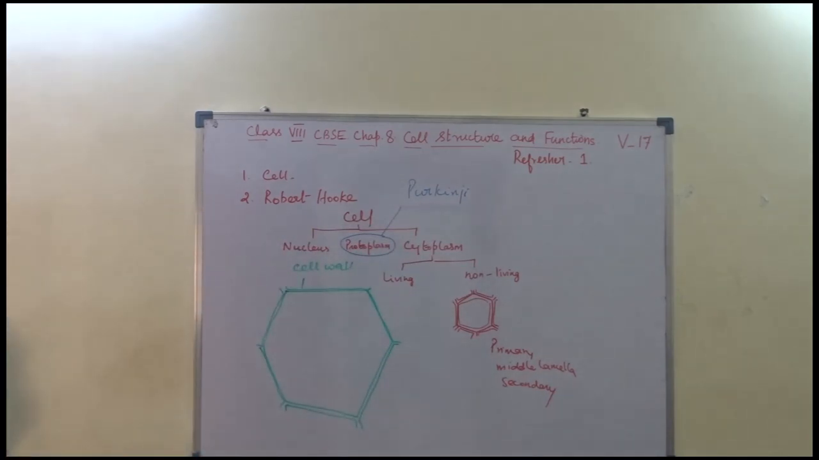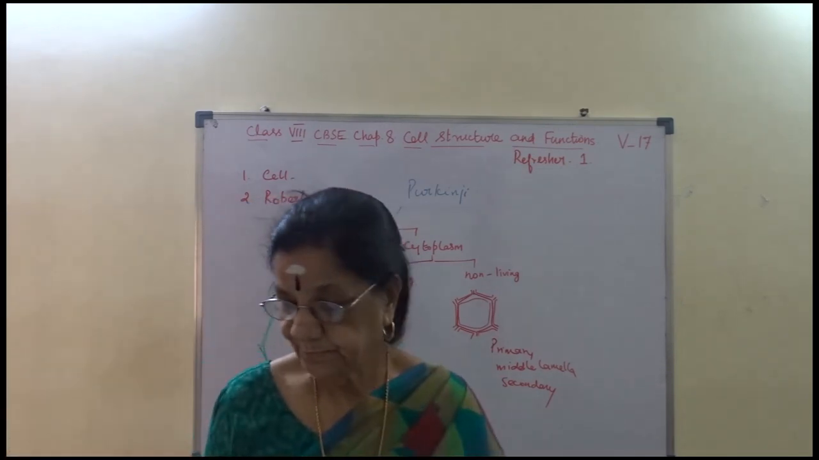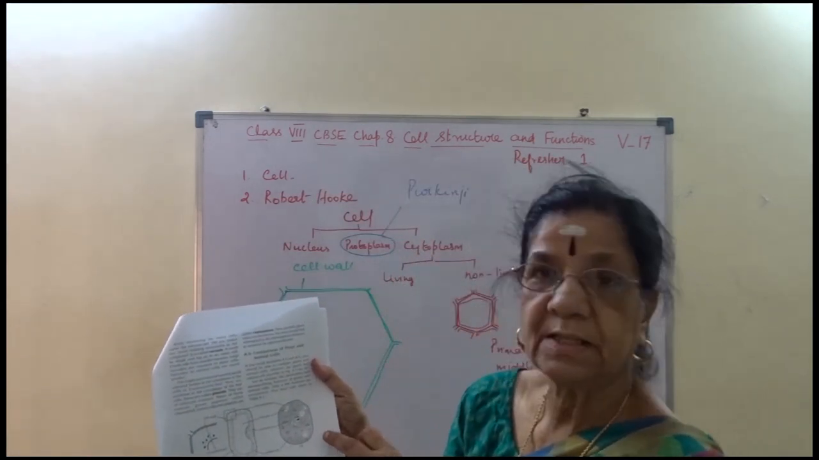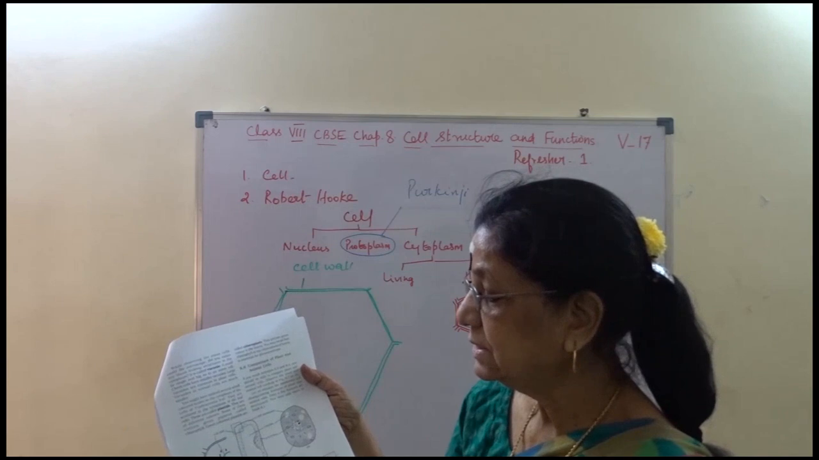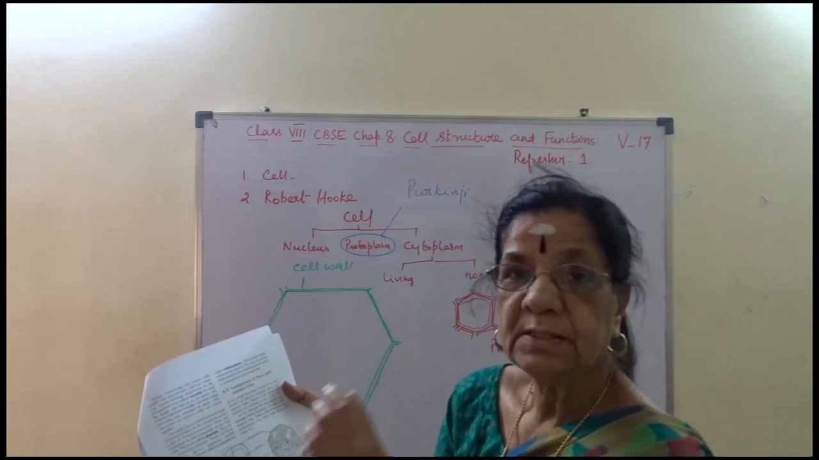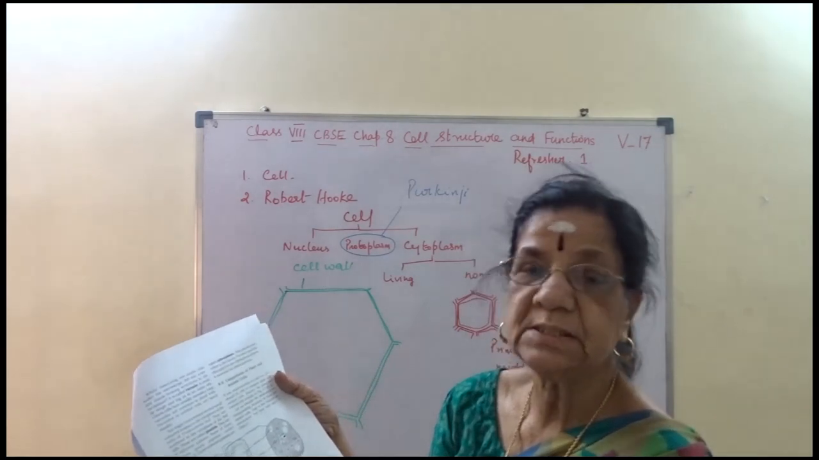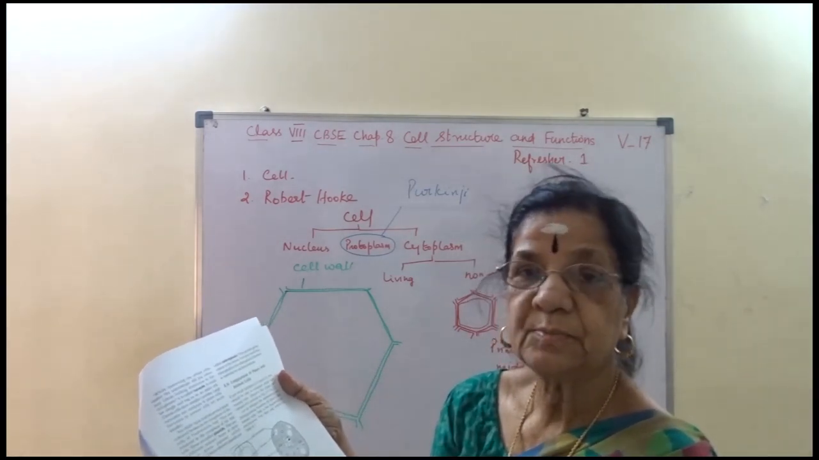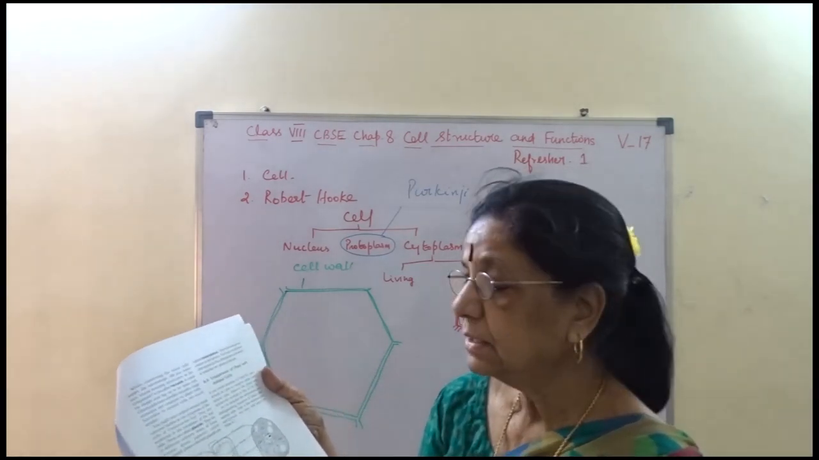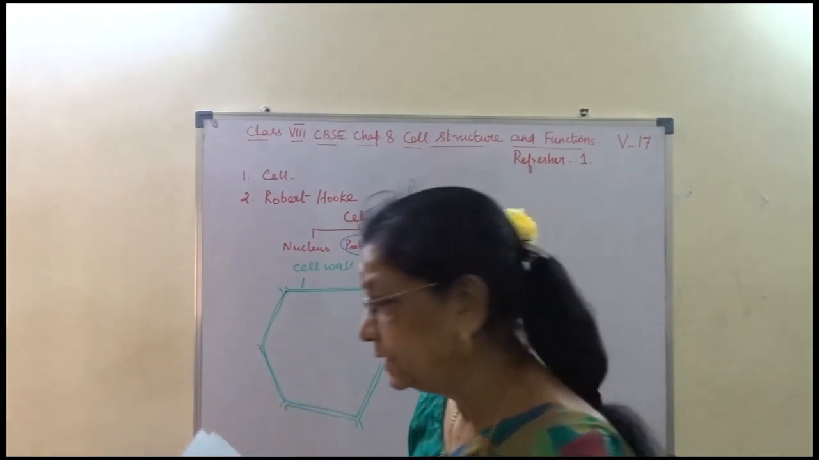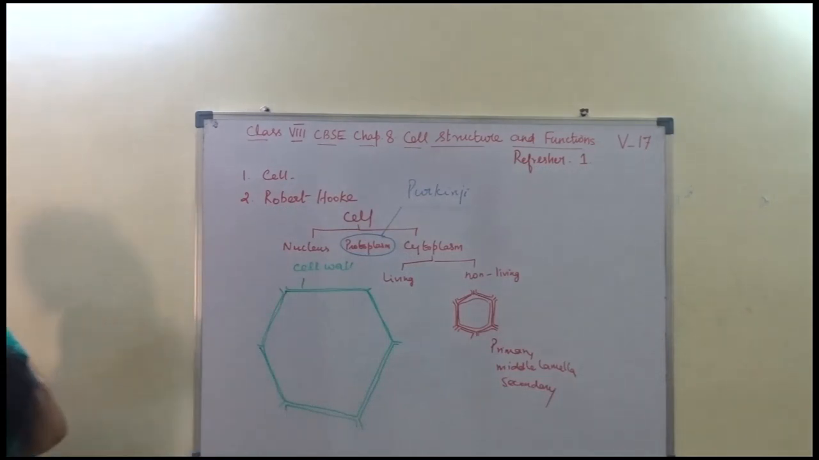As cell wall, it is as given. This is a plant cell, this is an animal cell. So here the cell wall is thick. Innermost is the secondary cell wall, thick in nature, and then the middle lamella, then the outer primary cell wall. I hope you understand.